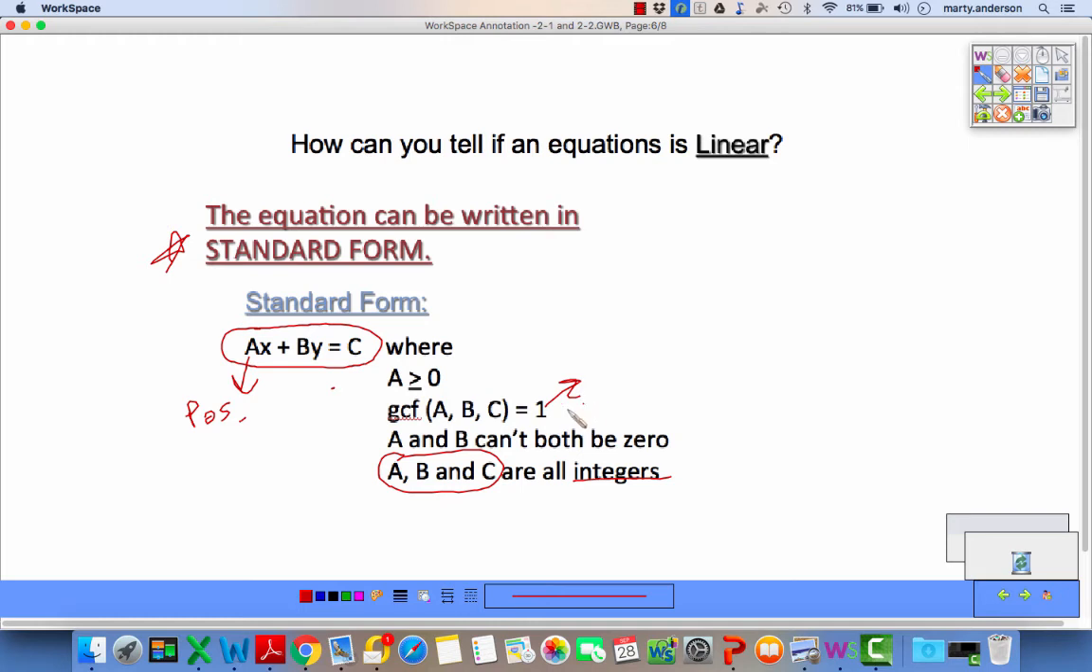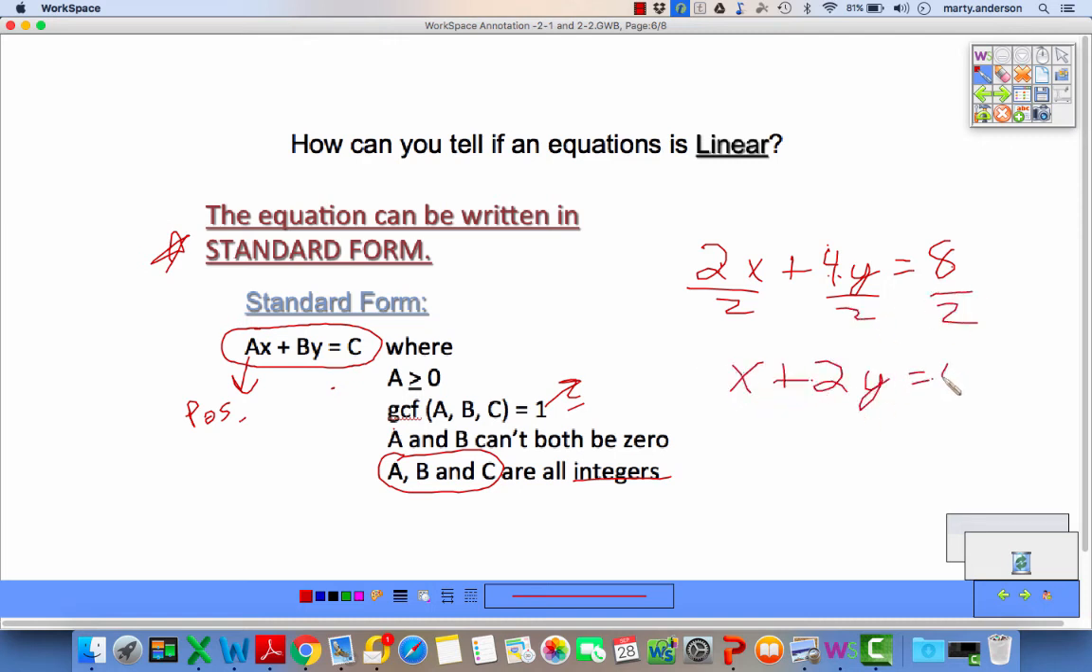What do you mean by reduced? The greatest common factor is 1. So if I had 2x plus 4y equals 8, this is not in standard form. They're all integers, and these two are not 0, and a is positive, but I can divide them all by 2. X plus 2y equals 4. That's standard form.